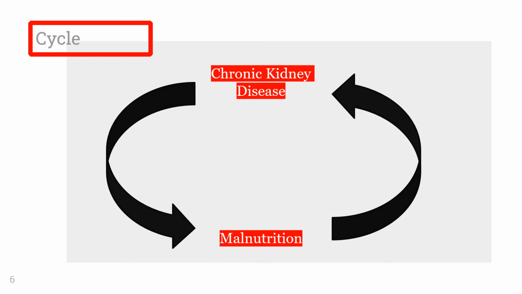Understanding the relationships between chronic kidney disease and malnutrition is very important because these two conditions form a cycle. As we're going to discuss, chronic kidney disease can lead to malnutrition through multiple pathways, but in addition, malnutrition can also worsen chronic kidney disease. So it's very important for someone diagnosed with chronic kidney disease to not only ensure their chronic kidney disease is under control, but also to maintain proper nutrition.